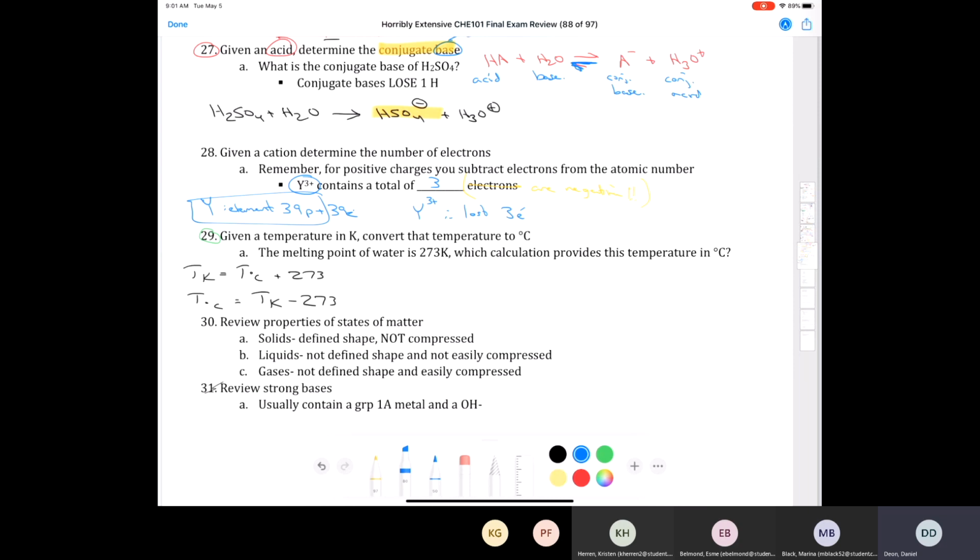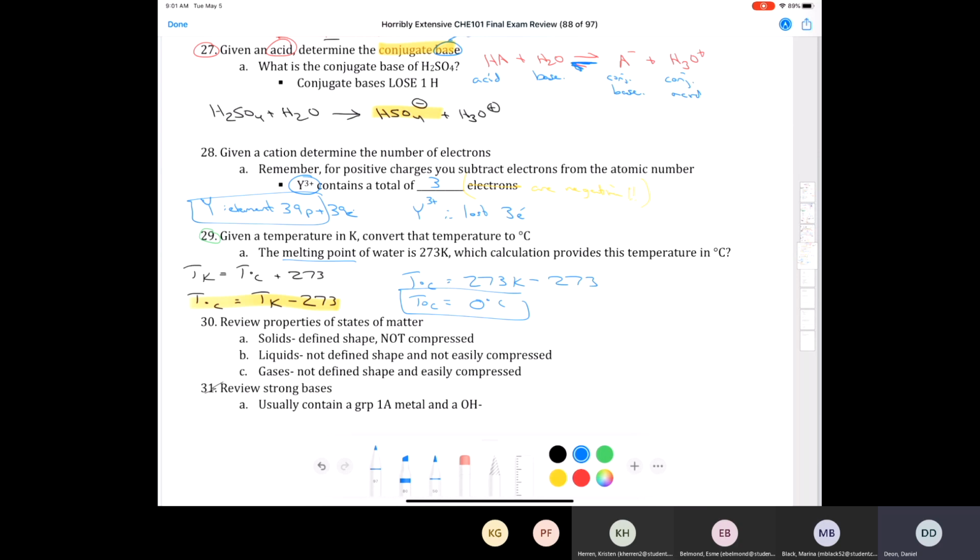And the answer is it would be this one here. If we plugged that in, the temperature in degrees Celsius would be equal to 273 K, subtract 273, which would equal 0 degrees Celsius. And of course, that is the freezing point or melting point of water.